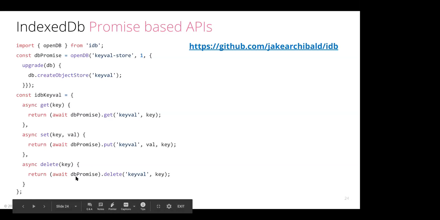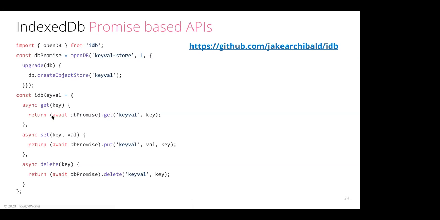A common thing that you observe in all this is we are awaiting a promise. Why are we doing that? In case your DB is not opened, we are waiting for it to be opened, and only then are you calling that get method again. So it's like a recursion happening here.